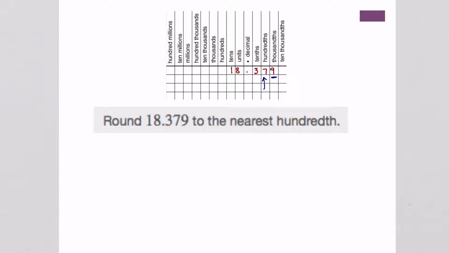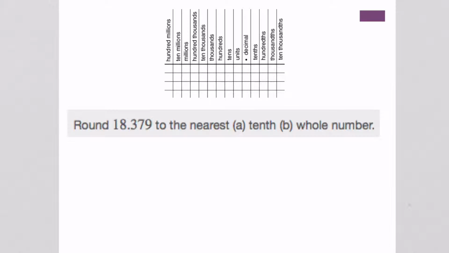that. If that number that I underlined is 5 or greater, you have to round the number where the arrow is up 1. If that number is 4 or less, you just drop it and you don't change that number where the arrow is at all. So to round this to the hundredth place would be 18.38.